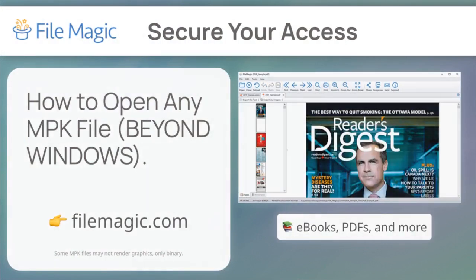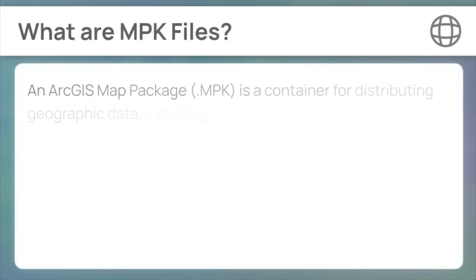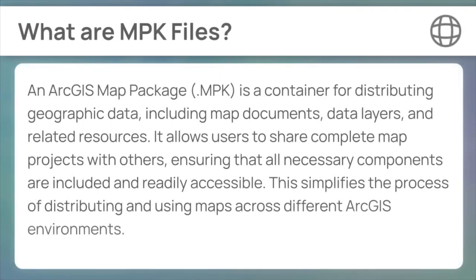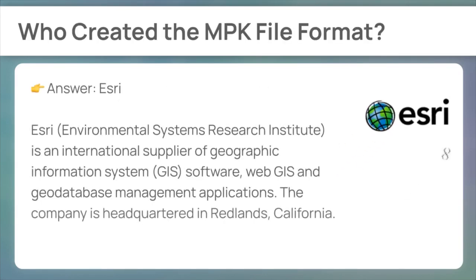Details below. An ArcGIS Map Package, MPK, is a container for distributing geographic data, including map documents, data layers, and related resources. It allows users to share complete map projects with others, ensuring that all necessary components are included and readily accessible. This simplifies the process of distributing and using maps across different ArcGIS environments.